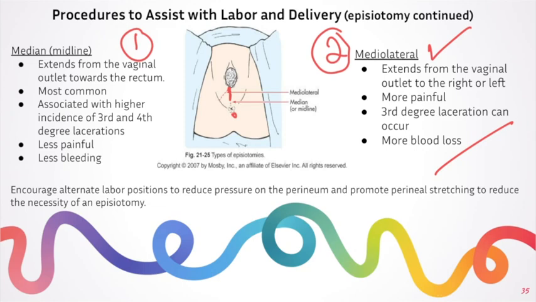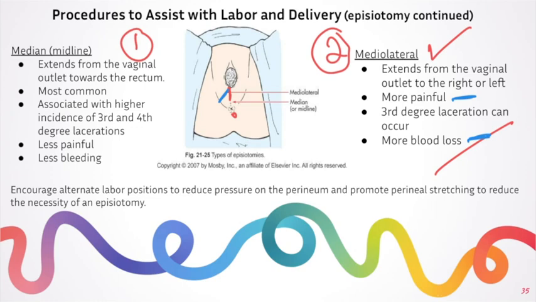So your medial lateral goes off to the side, as opposed to going straight down towards the rectum. It hurts more, it takes longer to heal, and there's more blood loss on a medial lateral versus a midline. So what is my responsibility here?